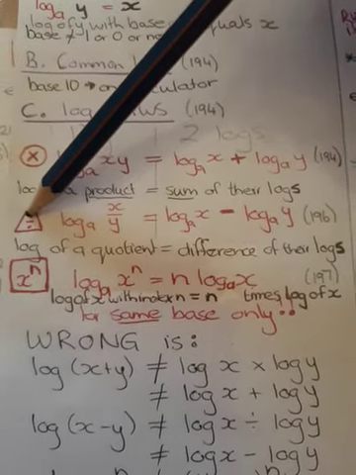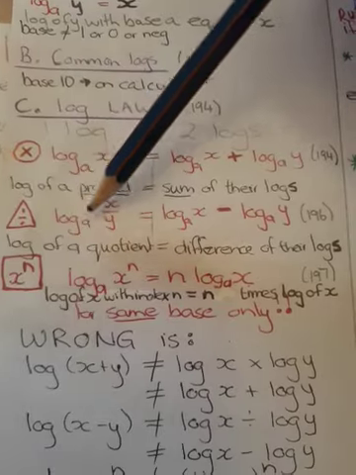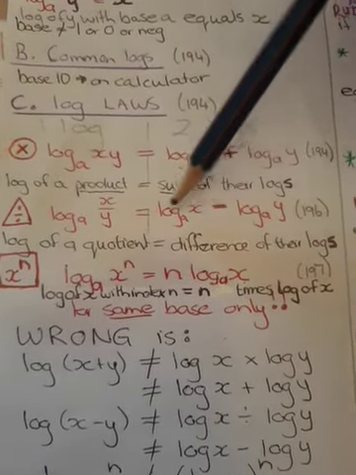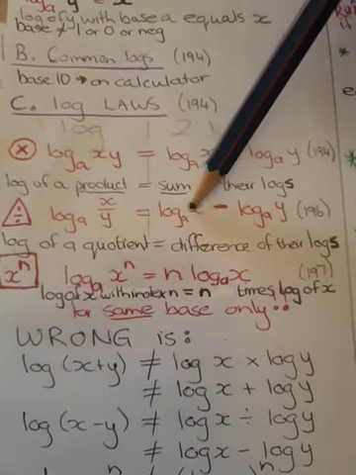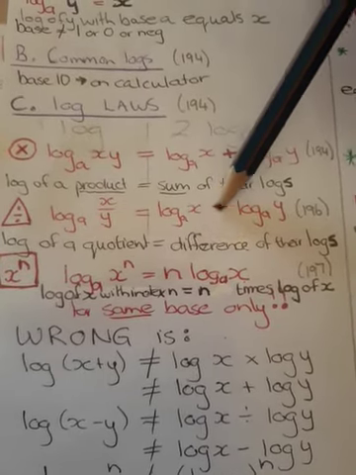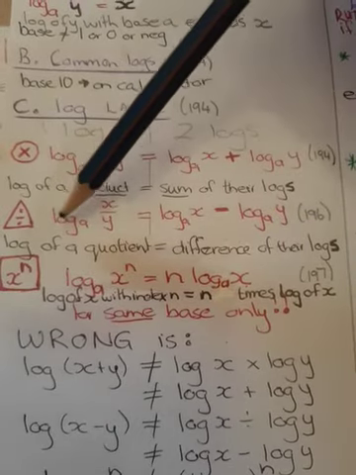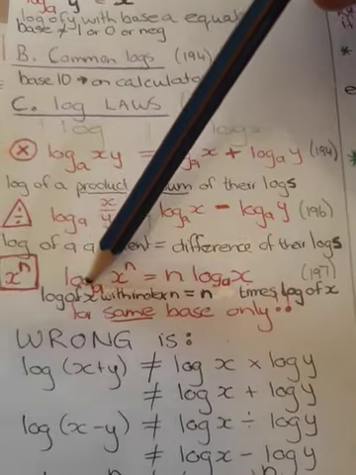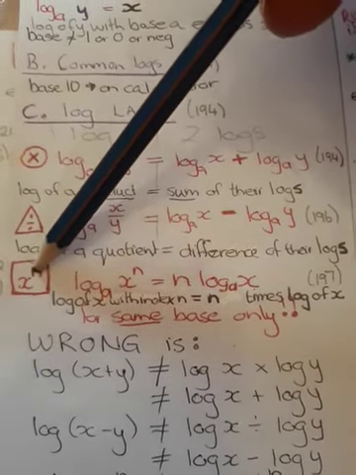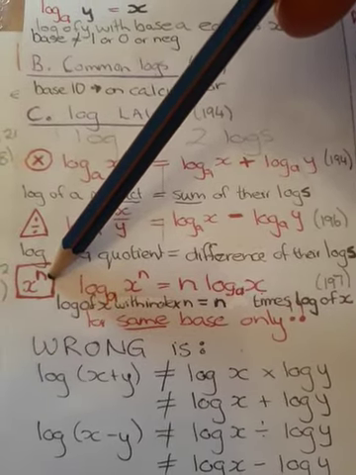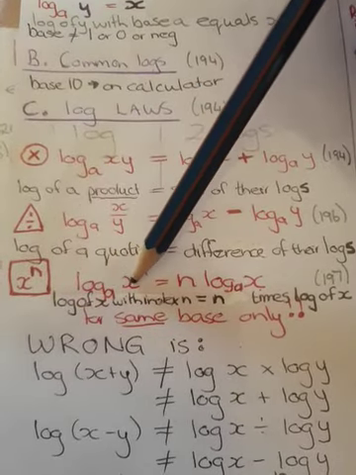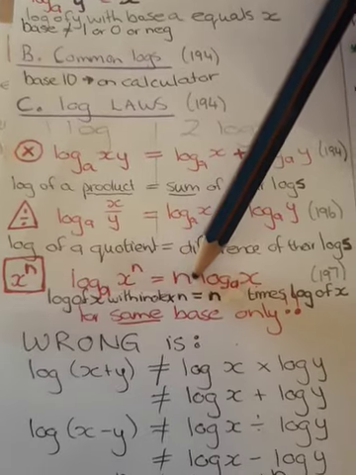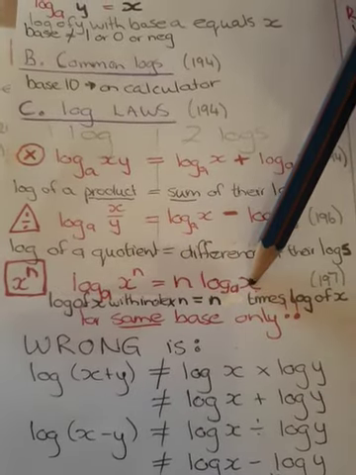Then the division law, when we have one log where x divided by y, that gives us the difference of the two logs. So log x minus log y is equal to log x divided by y. Then lastly, the index law, which is x to the power of n. The log of x with an index n becomes n times the log of x.